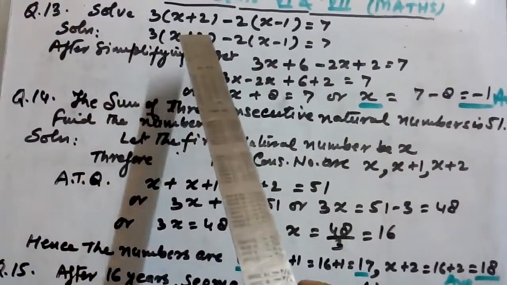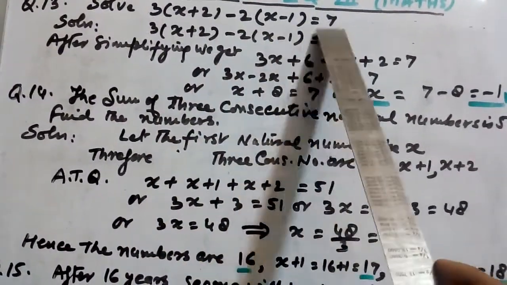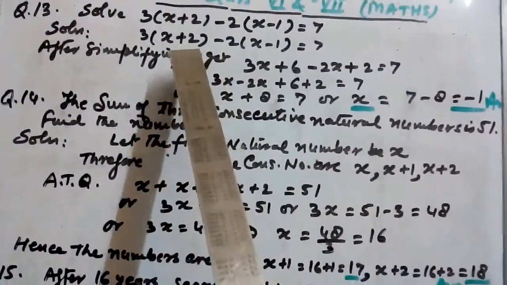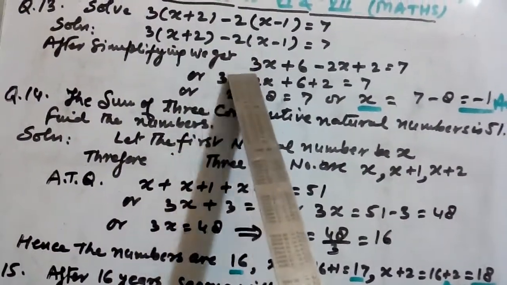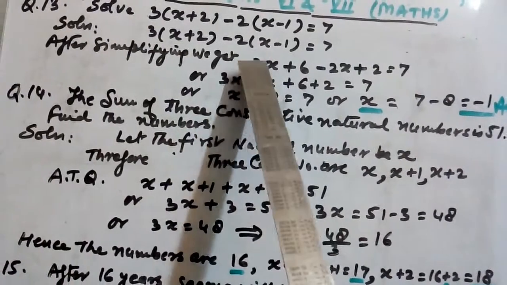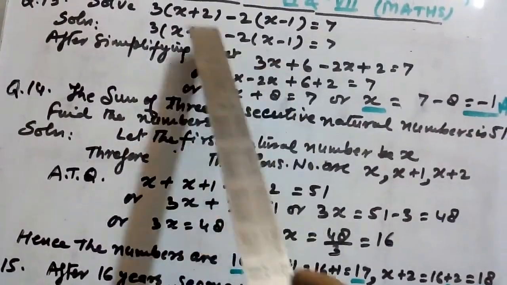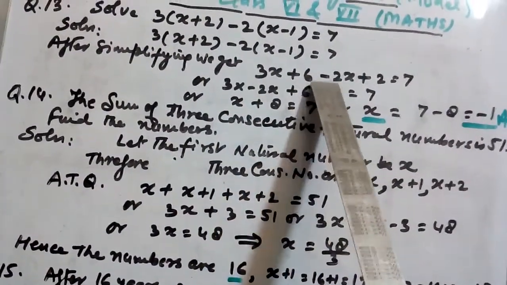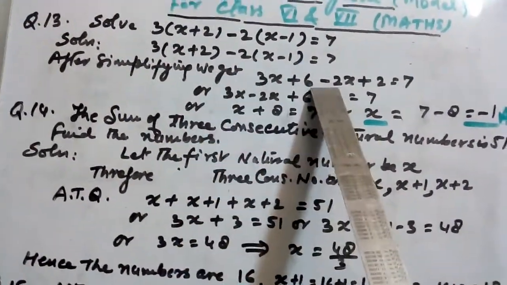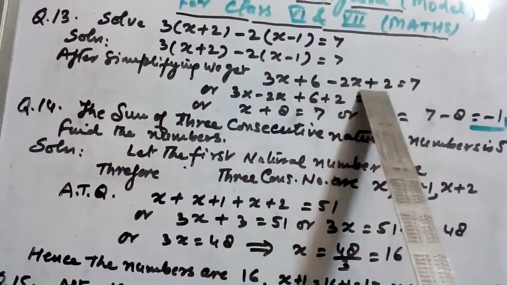It says solve 3 bracket x plus 2 minus 2 bracket x minus 1 is equal to 7. How will you solve it? First we have to remove the bracket, children. So after removing that bracket, we get 3 multiplied by x becomes 3x, plus 3 multiplied by 2 becomes 6, minus 2 multiplied by x becomes minus 2x, and minus 2 multiplied by minus 1 gives you plus 2.